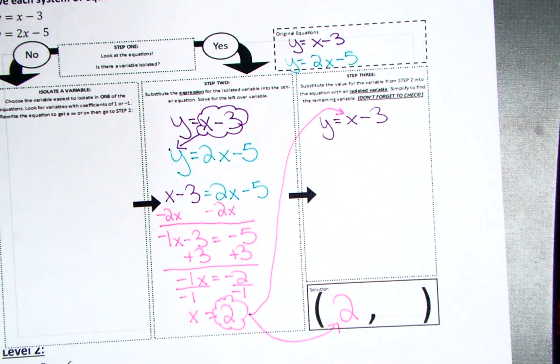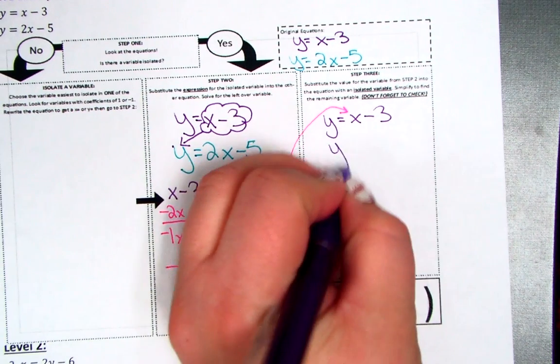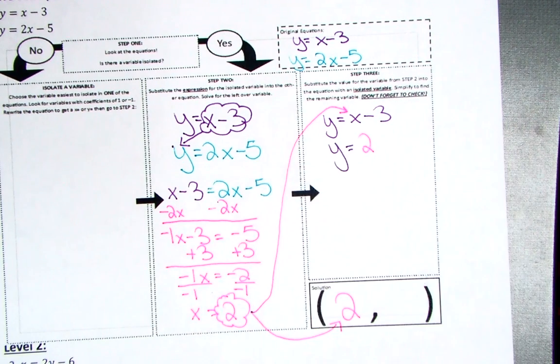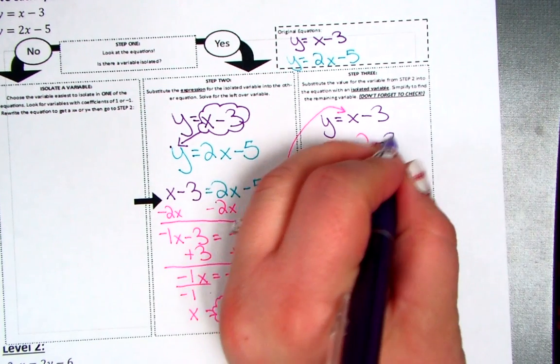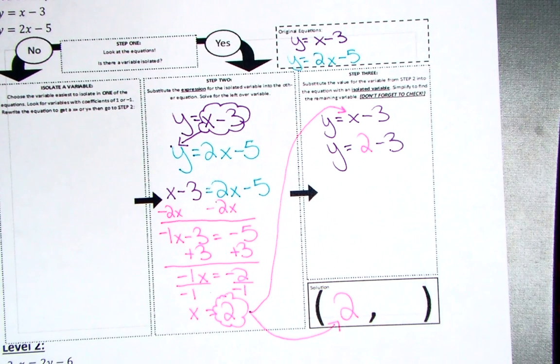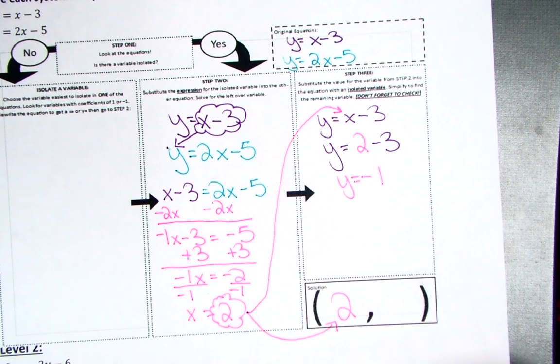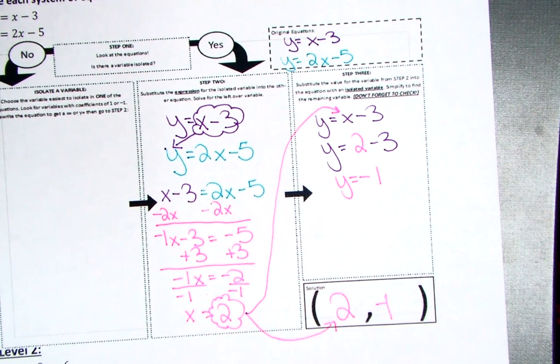So plugging in the 2 for x gives us y equals 2 minus 3. 2 minus 3 is equal to negative 1. So the other part of my solution is negative 1. So if I were to graph these in standard 1, I would have 2 lines that crossed at (2, negative 1).